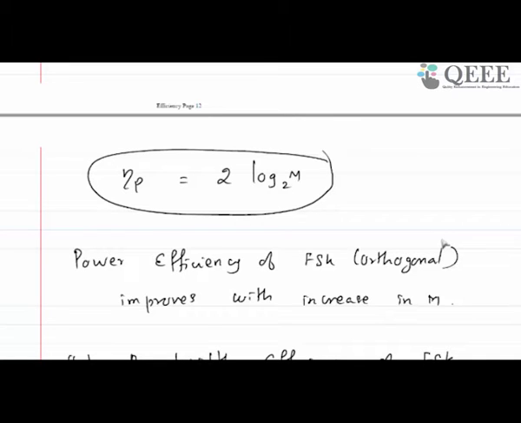So when you have orthogonal frequency shift keying, it is actually more and more power efficient if you have more and more orthogonal frequencies. So it means that it is efficiently using the power.